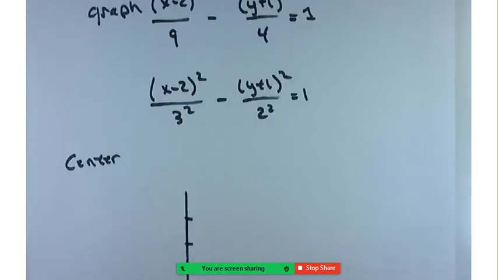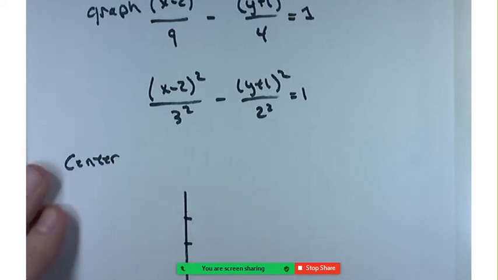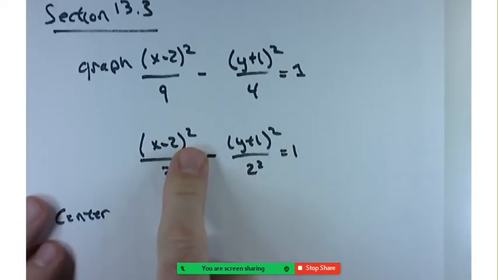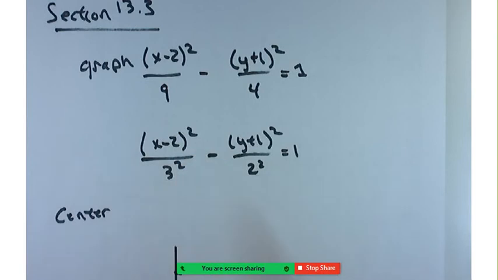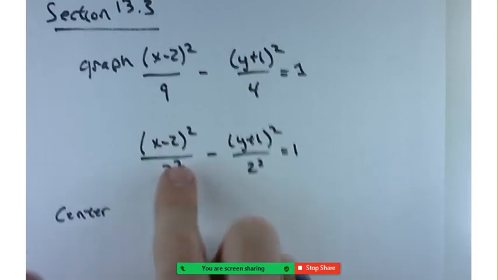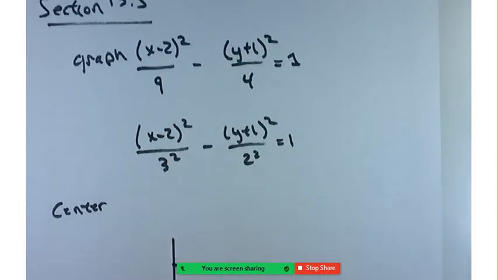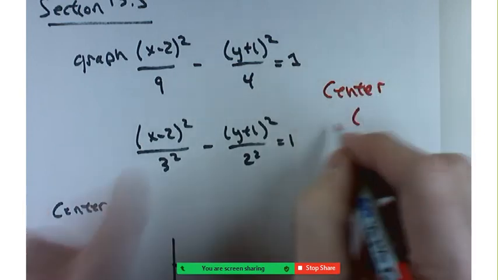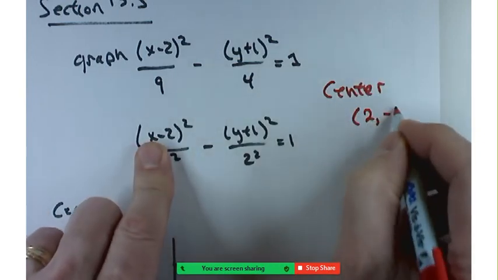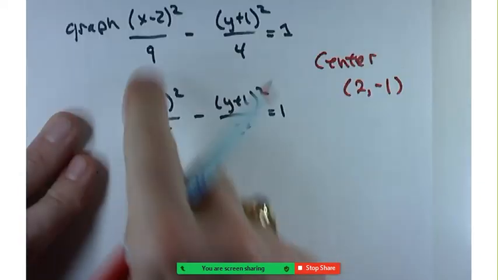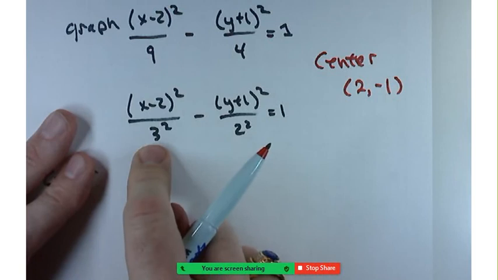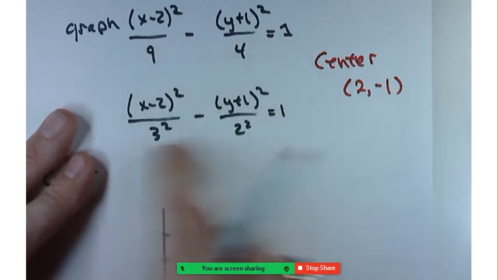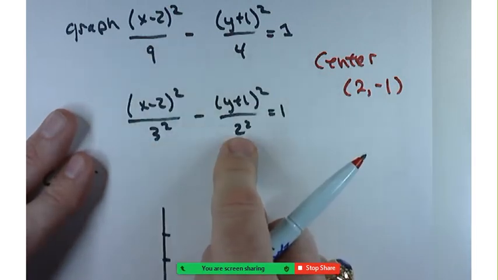Section 13.2 is graph an ellipse. I'm not going to take the time to do that now because I'm already over time. But in 13.3, you should be able to graph a hyperbola. First things first, where is its center? 2, -1. Good. 2 and -1. So that's down here. Now when you get this, you're going to put it in the right form by dividing each term by a squared number.